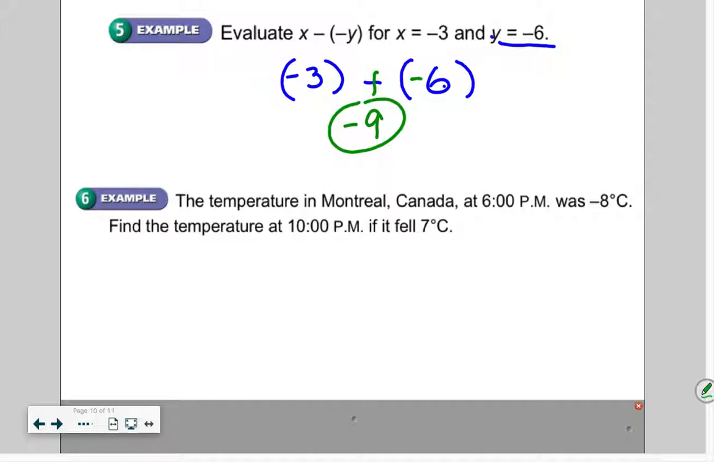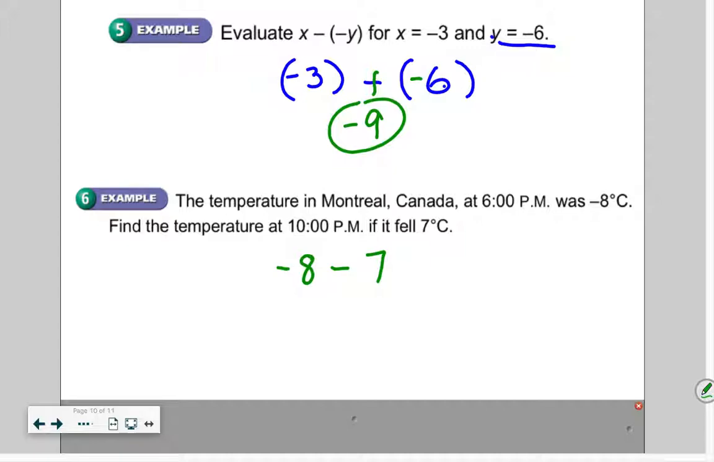Last one. The temperature in Montreal, Canada at 6 o'clock was a negative 8 degrees Celsius. Find the temperature at 10 p.m. if it fell 7 degrees Celsius. So current temperature at 6 o'clock was negative 8. The temperature fell, meaning you're adding or subtracting? Subtraction. So it fell a positive 7 degrees.